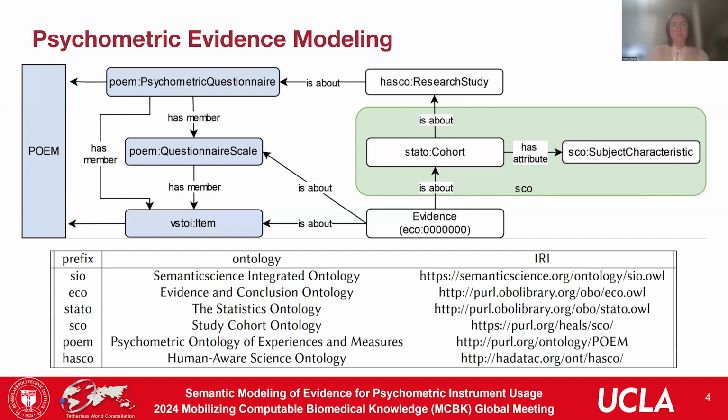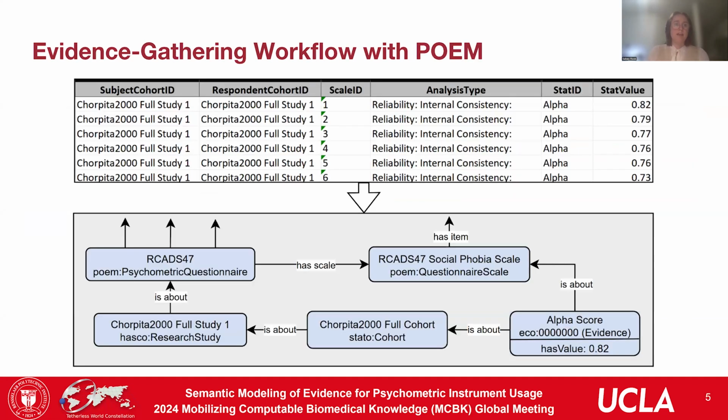Importantly, POEM also supports provenance tracking of authorship, translation, and modification of assessments, which further supports correct evidence attribution. The evidence gathering workflow with POEM includes gathering studies, aggregating and annotating the evidence from them, and adding this evidence to a database. And from there, semantic technology experts can then align this evidence with the POEM ontology and store the linked data for retrieval.